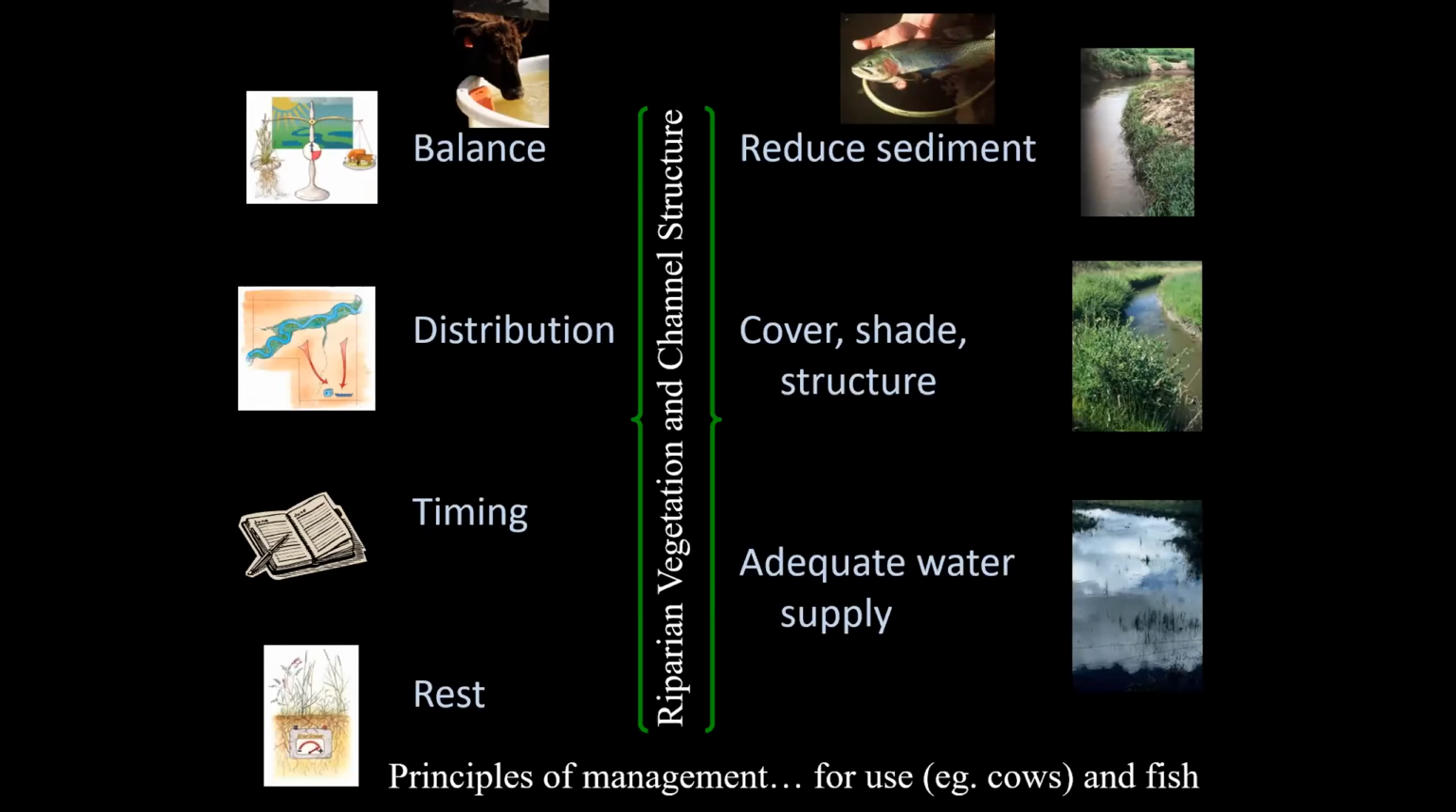It means that what's good for the landscape from a grazing perspective is also going to be good for fish, because you're going to provide the things that fish need, which is reducing sediment, providing cover and shade and structure for their habitat needs, and of course ensuring there's water, because fish do obviously need water as well. And those principles could be applied to all kinds of land uses.